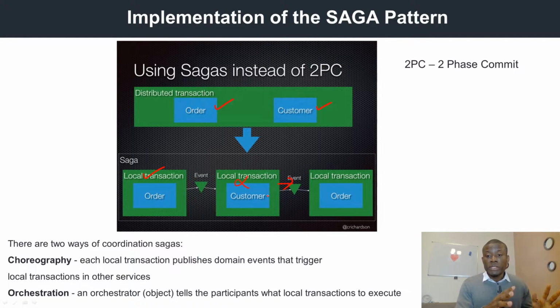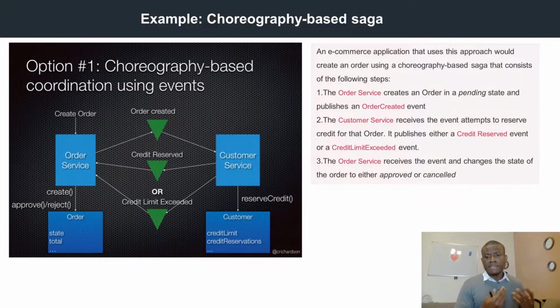Now, this is a simplified one because we have only two services here. It could be many, it could be 5, it could be 10, it could be more. But this is the basic principle of how choreography-based saga works. Now, let's take a look at this particular case where we have the order service and the customer service, and let's see exactly what is happening.